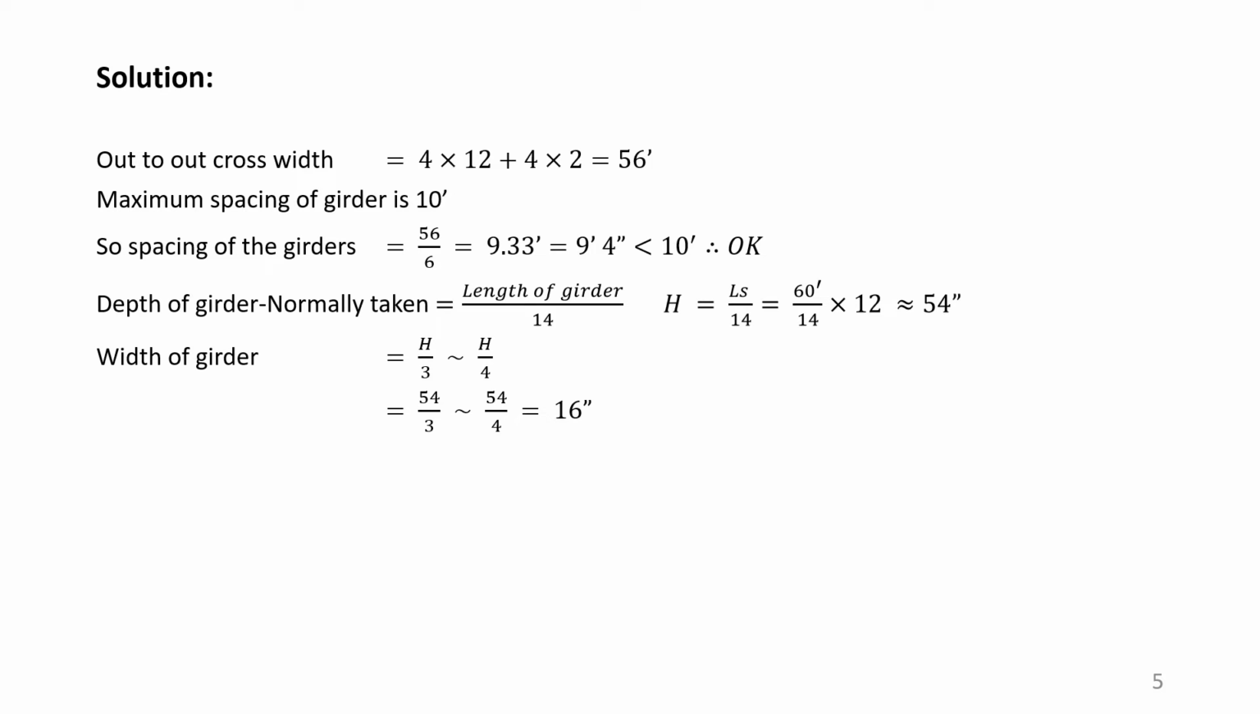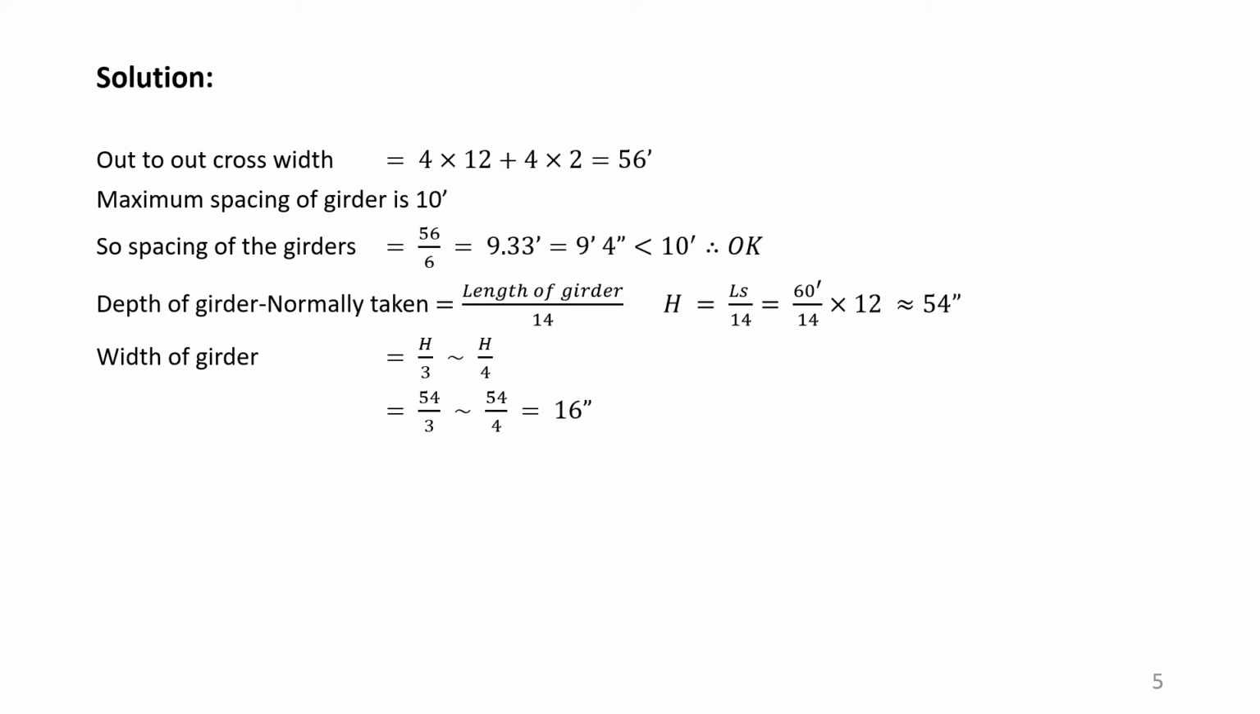Intermediate spaces are 5, and the half space in the cantilever and the half space in the other side cantilever make the 6 spaces. That is why it is divided by 6, and the space center to center of the girder is 9 feet 4 inch, and that is less than 10, and 10 is the maximum, and that is why the number of girder choice is okay.